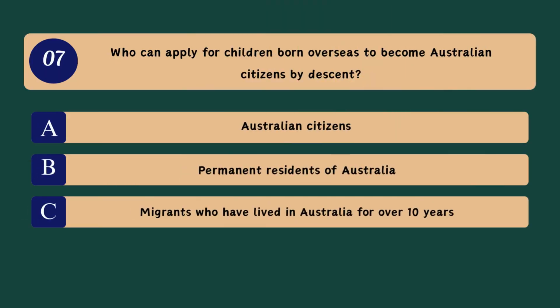Question 7. Who can apply for children born overseas to become Australian citizens by descent? A. Australian citizens, B. Permanent residents of Australia, C. Migrants who have lived in Australia for over 10 years.